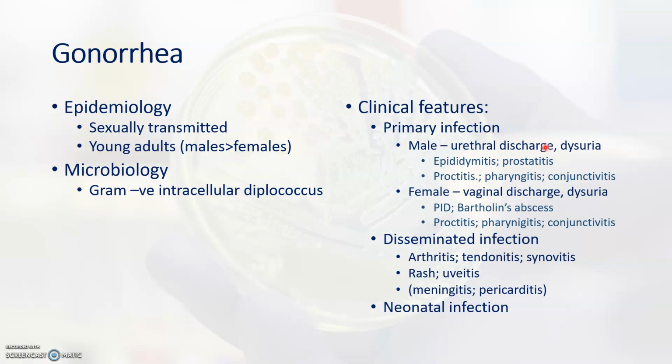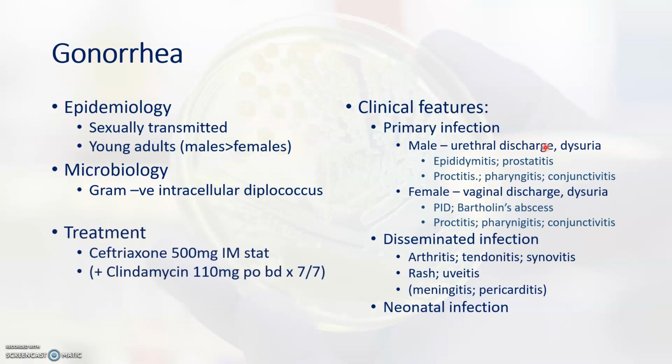If the primary infection is not treated, a few weeks later they may develop disseminated infection, which includes arthritis, particularly arthritis of large joints like the knee, tendinitis and synovitis, a rash which is often widespread and may be petechial, uveitis, and rarely meningitis and pericarditis. In the passage through the genital tract, neonates may pick up gonorrhea from their mothers, and this can cause serious neonatal infection such as ophthalmia neonatorum.